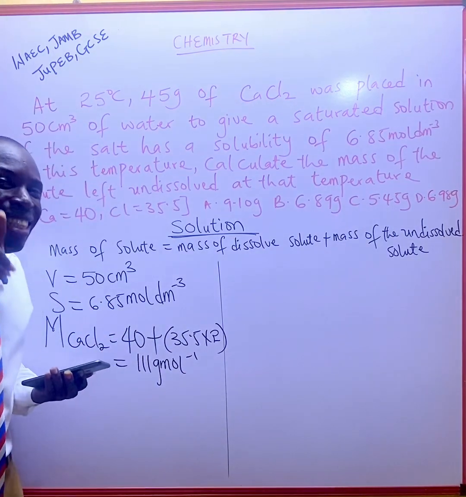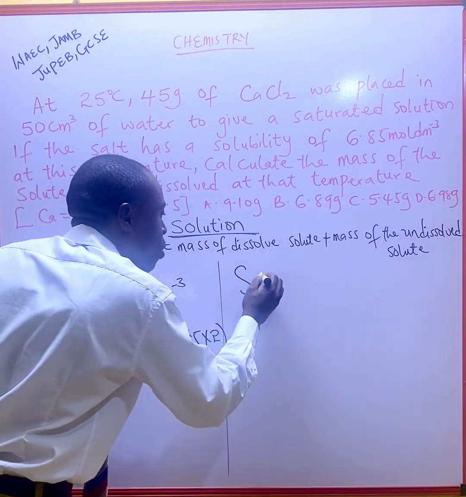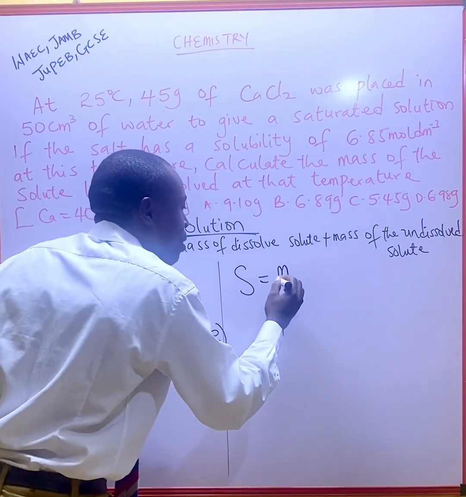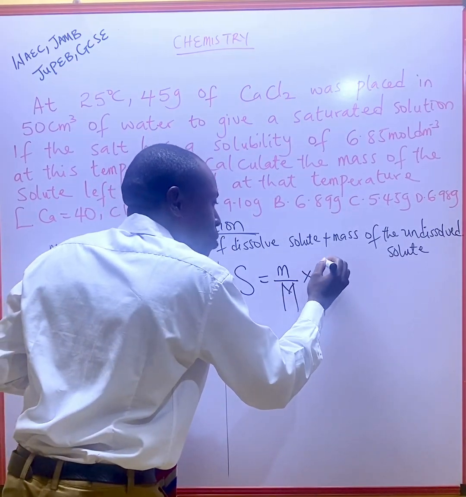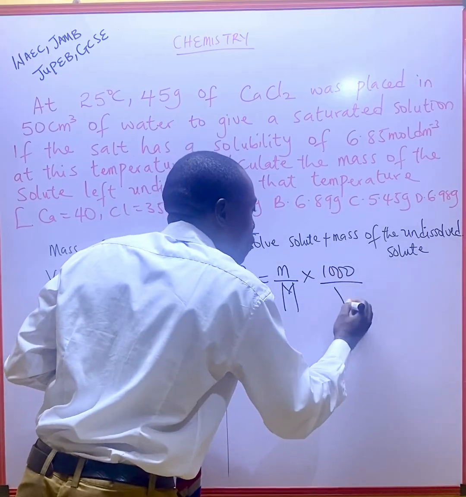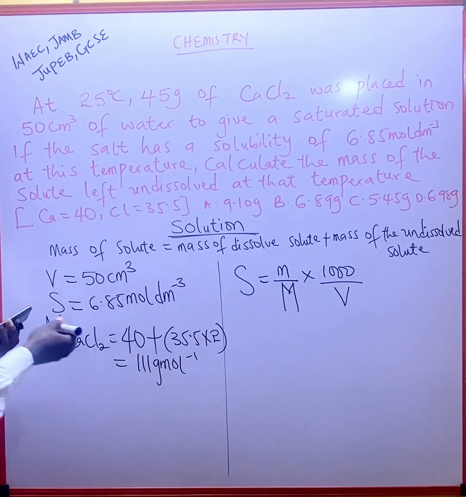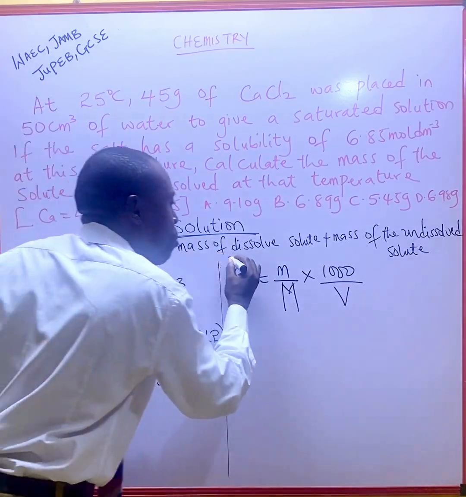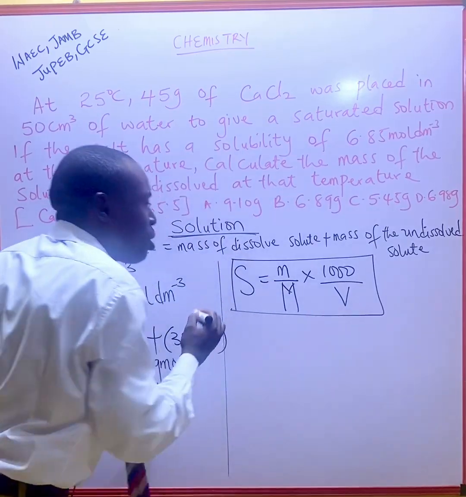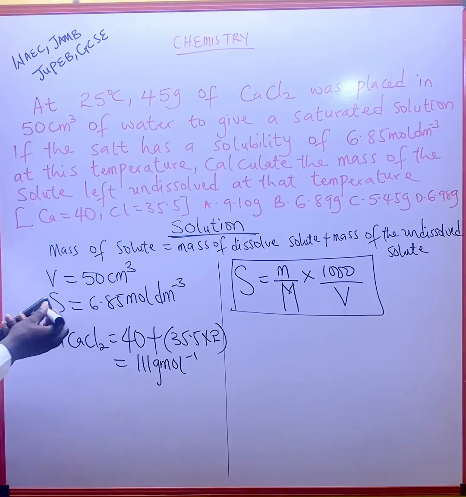Now, we shouldn't disregard the formula. The formula for solubility is equal to mass over molar mass multiplied by 1000 over volume. Hence, you are seeing the reason why I had to calculate for the molar mass, because it is involved in the formula. If you know this formula, then that is solved. Now, from this question, we are looking for the mass of the dissolved solute.